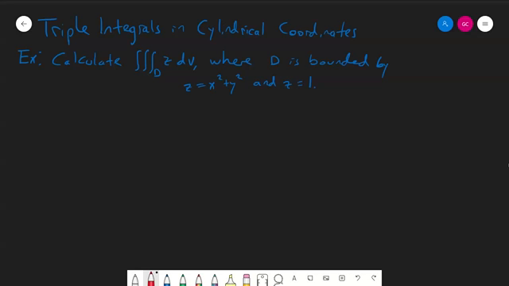Now let's try a triple integral in cylindrical coordinates. So here we want to calculate the integral of z on the region that is bounded by the surface z equals x squared plus y squared and z equals 1.